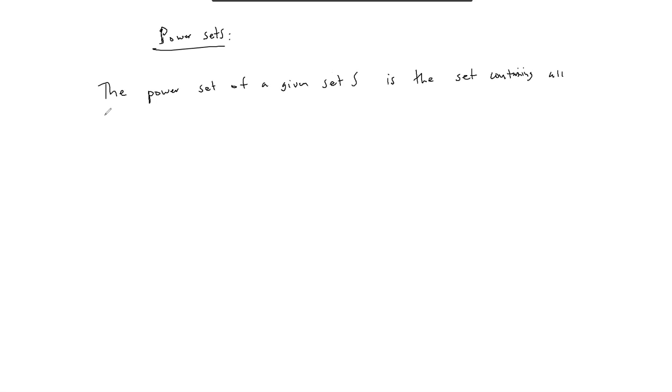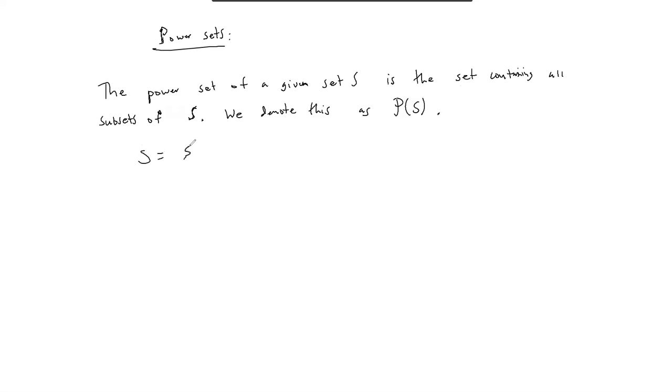Another super useful thing we could talk about is power sets. So the power set of a given set S is the set containing all subsets of S. Like in the last example, we found all the subsets of a given set. We denote this with a script P, the power set of S. So that's the notation we use when talking about the power set.